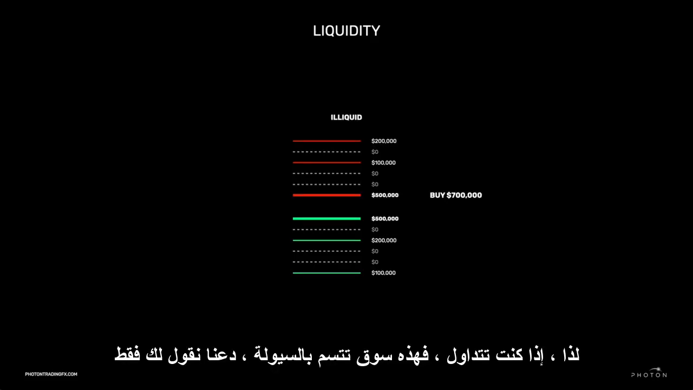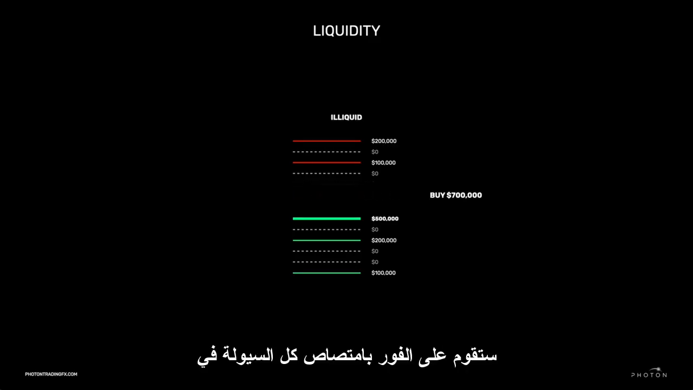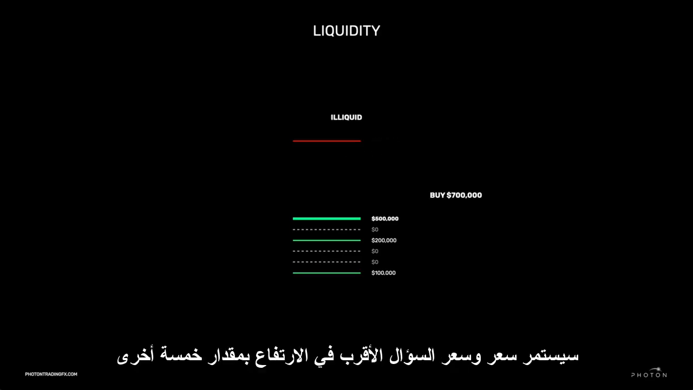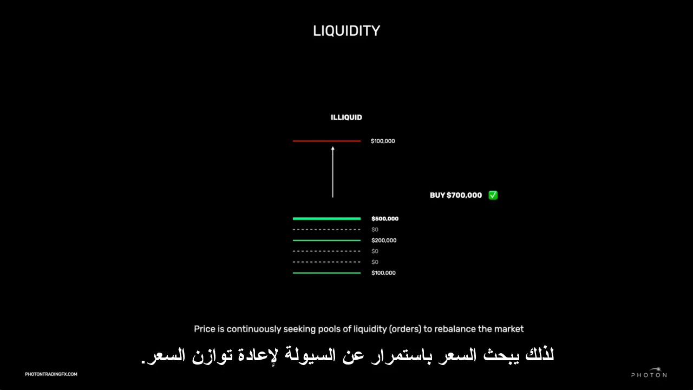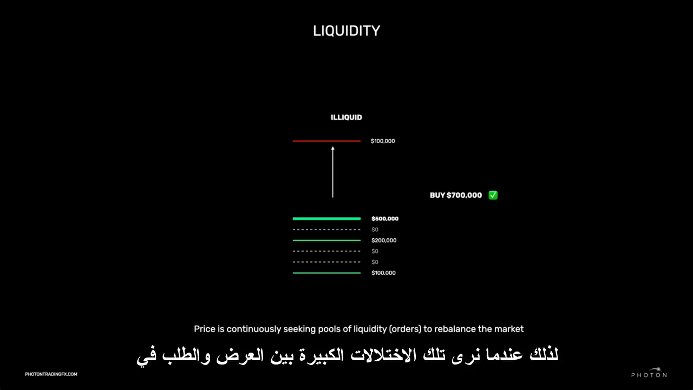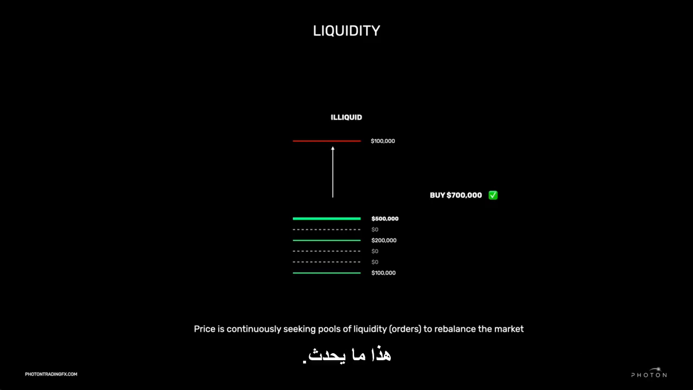So if you were trading this illiquid market, let's say you placed a market buy order of $700,000, you would instantly absorb all of the liquidity at the nearest ask price, and price would continue to shoot up another 5 price points until all of your demand had been absorbed by the market. So price is constantly seeking liquidity to rebalance price. When we see those large imbalances between supply and demand in the market, like the zones we've been looking at on our price chart so far, that's what's happening, right?